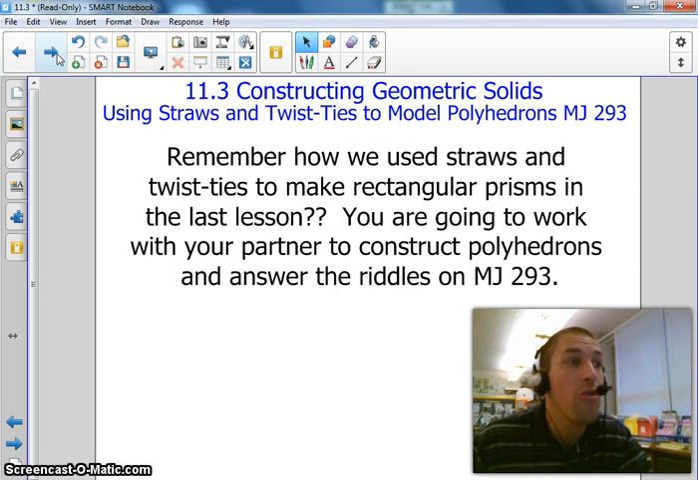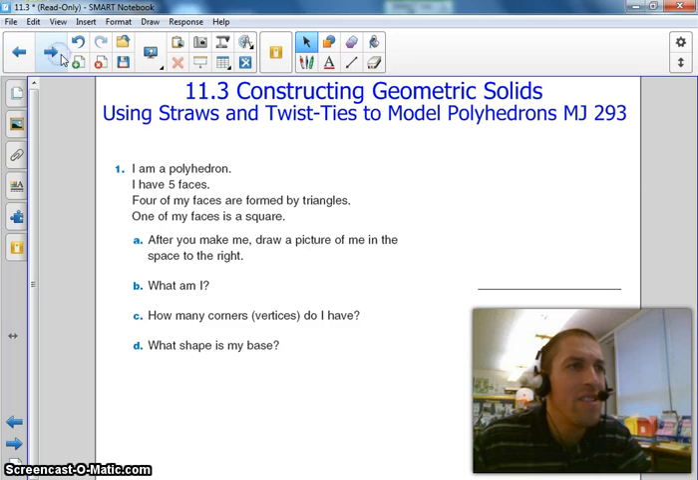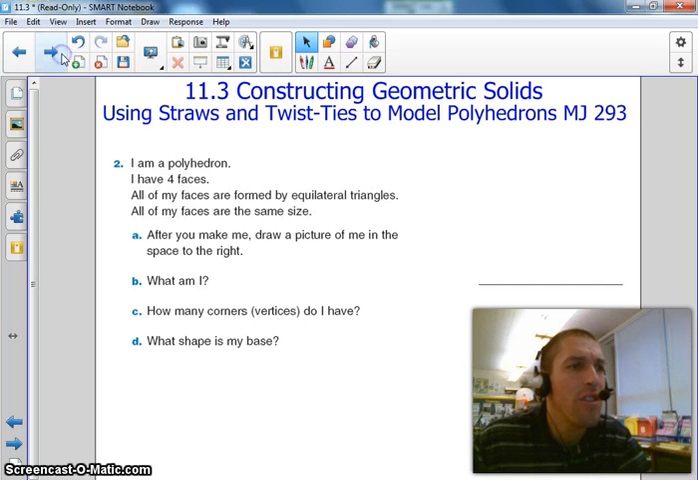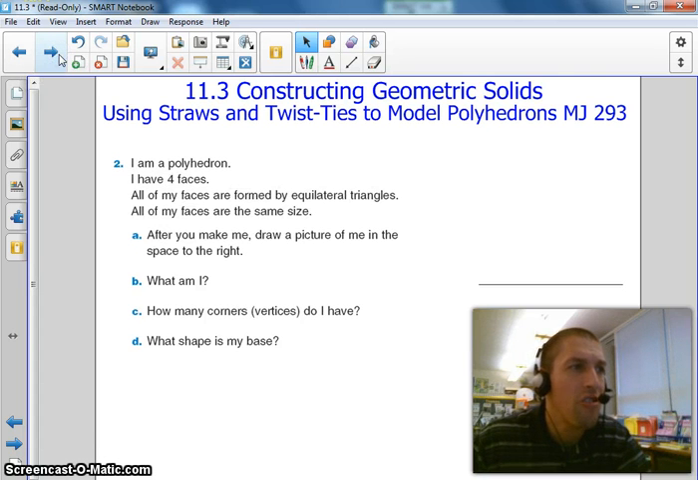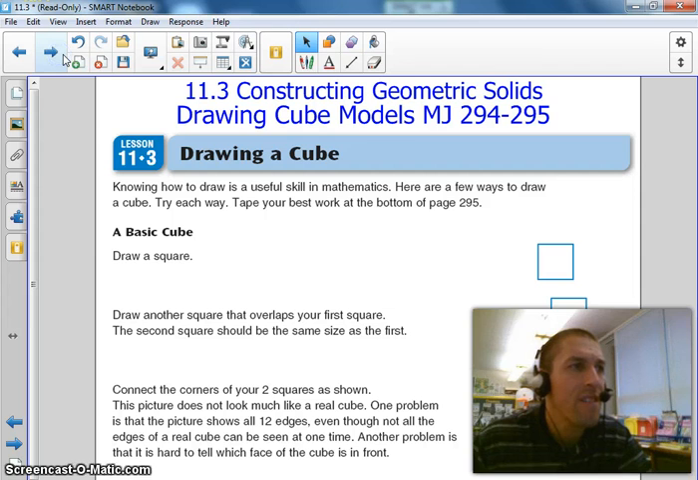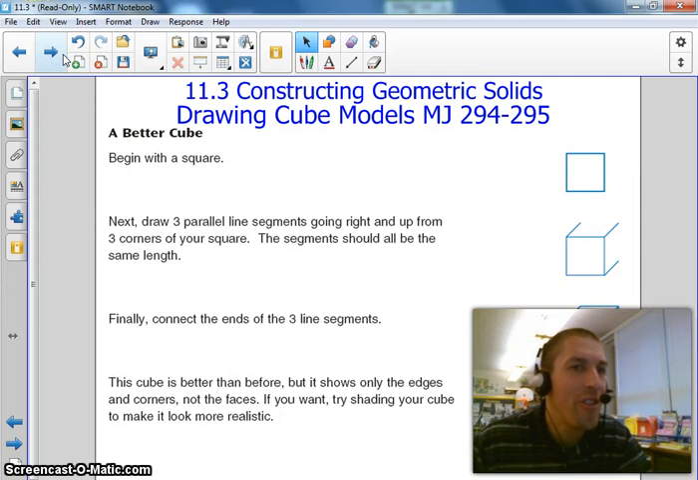Good. Now we're going to use twist ties and straws to make up different shapes in class, just like we did today. And here's some more riddles that you're going to have to work on at home. If you want to pause this and try it, you're welcome to. Here's another one you could pause and try. Here's how to draw a cube if you're interested. Pause and follow the directions.